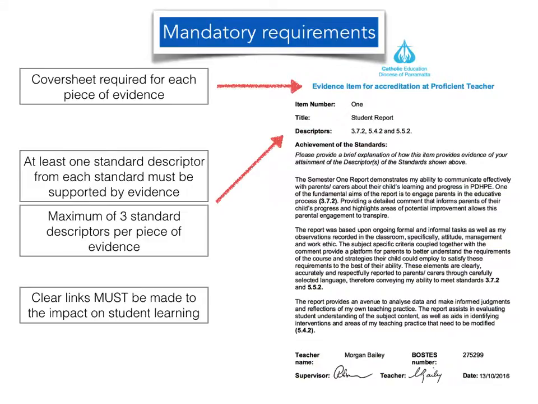CEDP does not like you to use too many standard descriptors for your single piece of evidence. They ask that you only allocate a maximum of 3 standard descriptors per piece of evidence. You can see in this case on the screen, this cover sheet is satisfying only 3 standard descriptors: 3.7.2, 5.4.2 and 5.5.2. And as I said, clear links must be made to the impact on student learning. This needs to be evident throughout the cover sheet and the annotations.